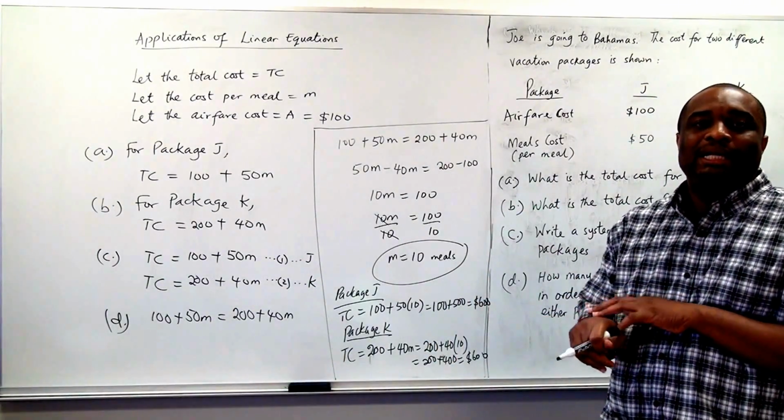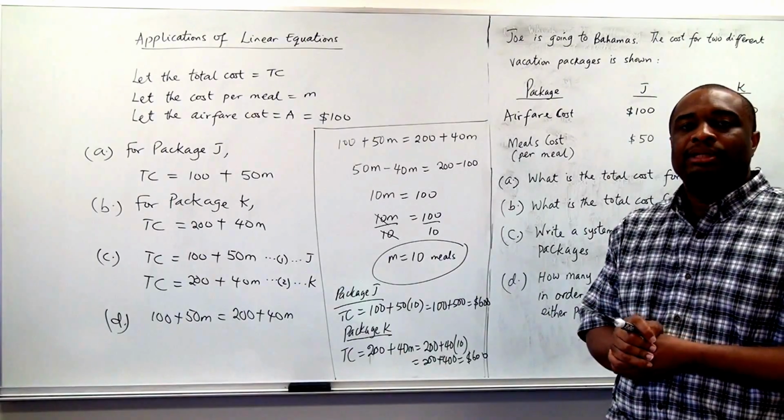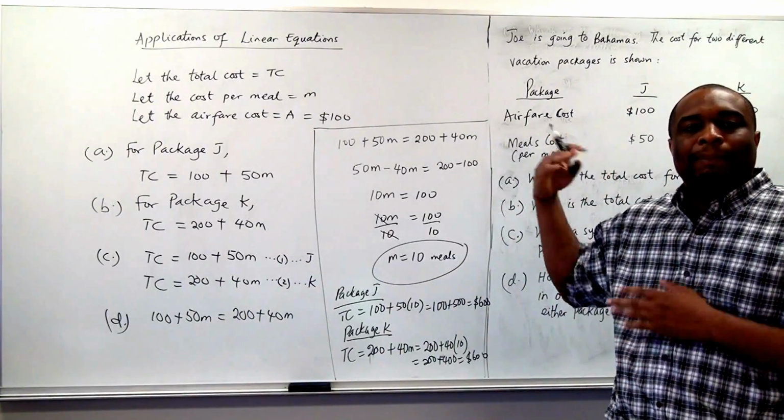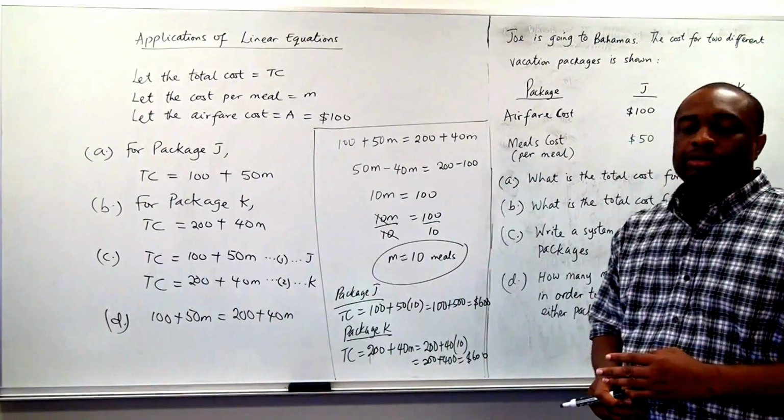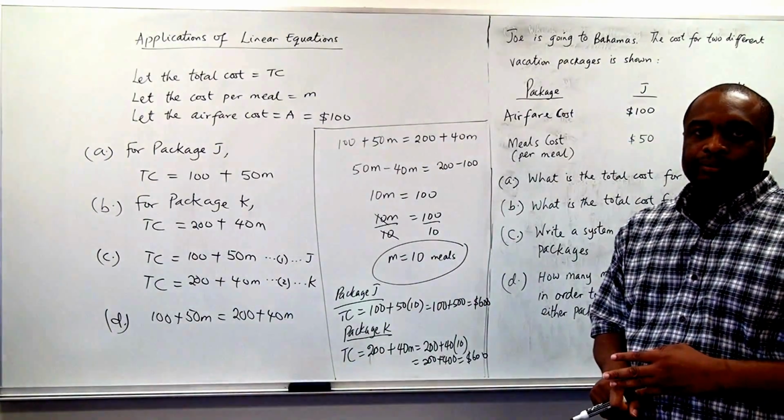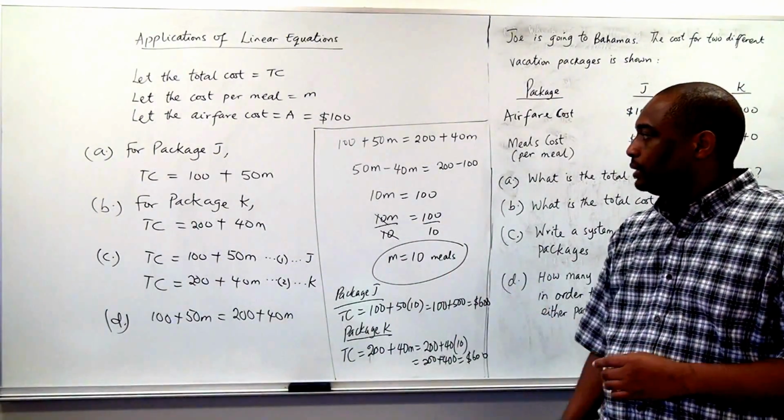So once he eats exactly 10 meals, the total cost for package J will be equal to the total cost for package K. And that's the answer, 10 meals.